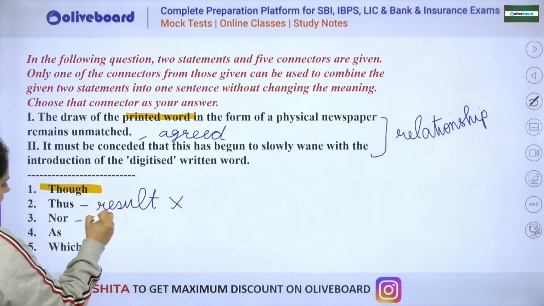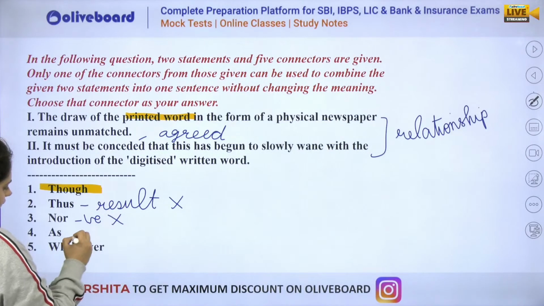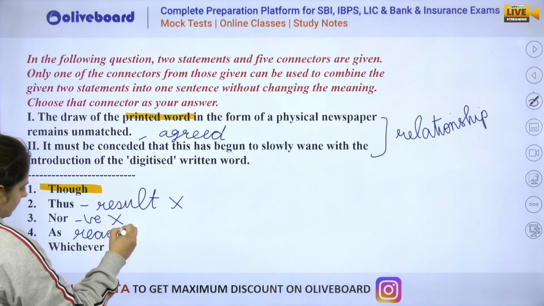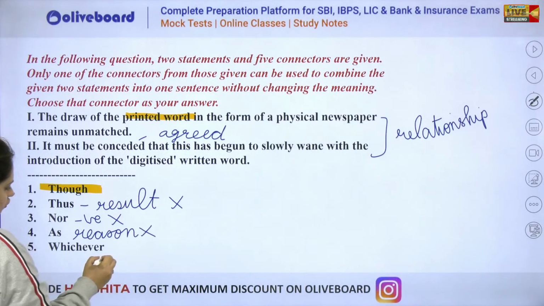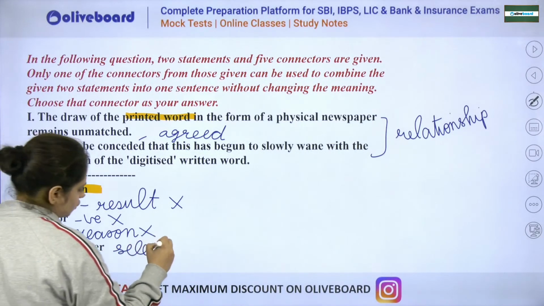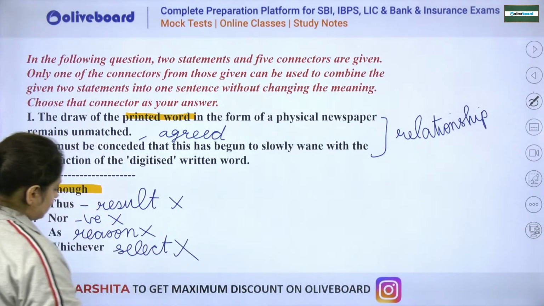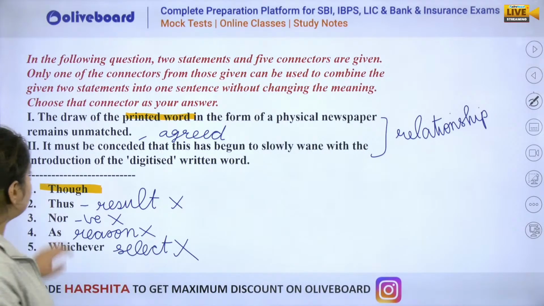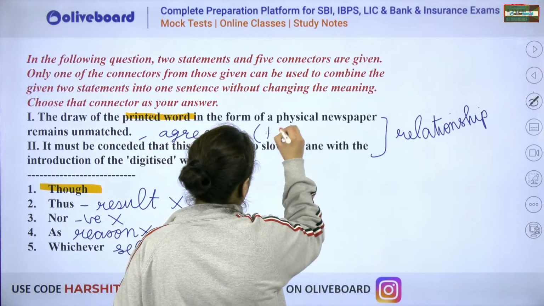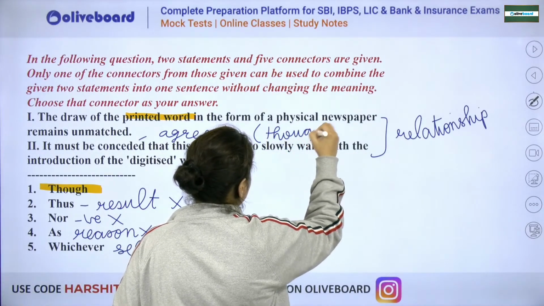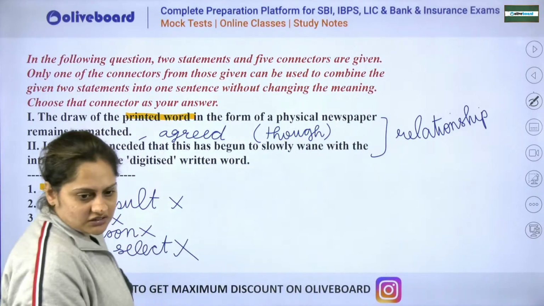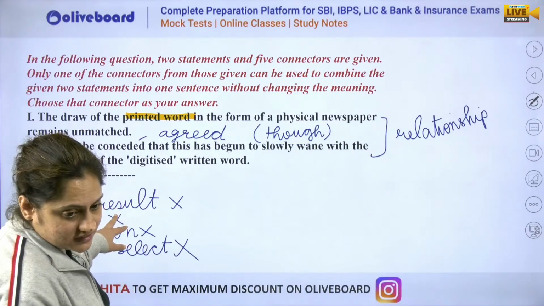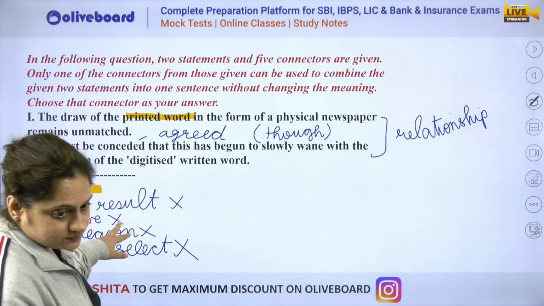Okay, there is no negative context, so nor is cancelled. You are not giving a reason, so as is cancelled. You're not talking about any selection or choice, so whichever is cancelled. Now, why 1 and 4 you can get confused, but how will you write it and what is the meaning? Here though will come between the two sentences. Why? Okay, now you are trying to say, no, contrast sense. Look, how is it? What is the sense here?